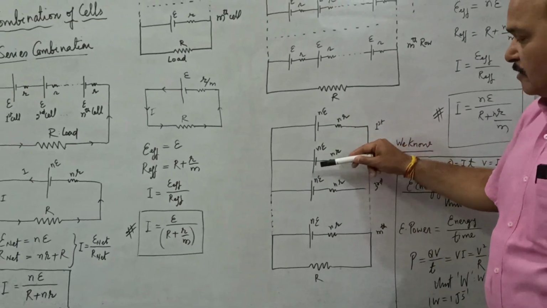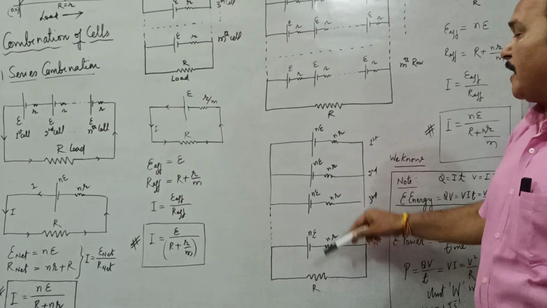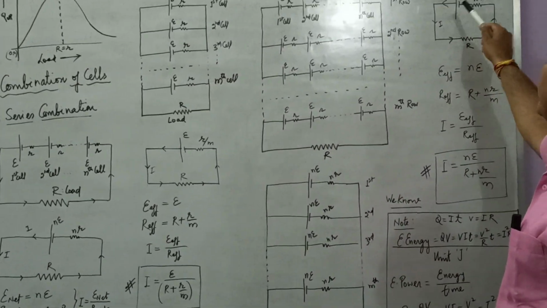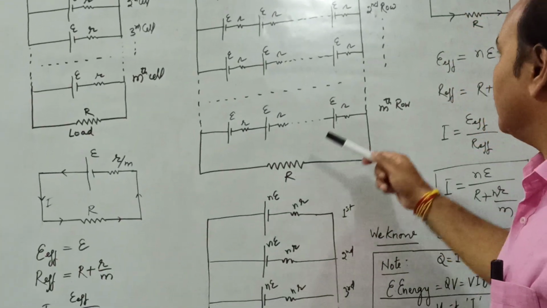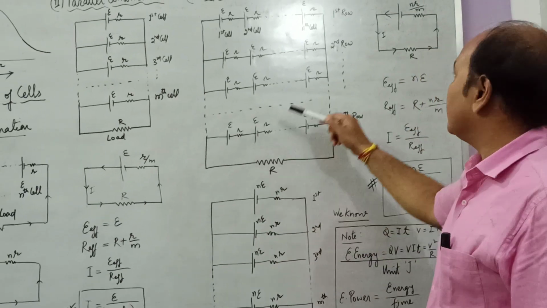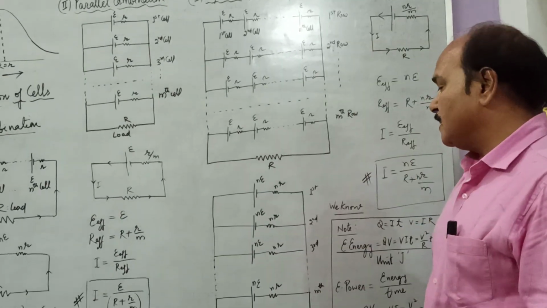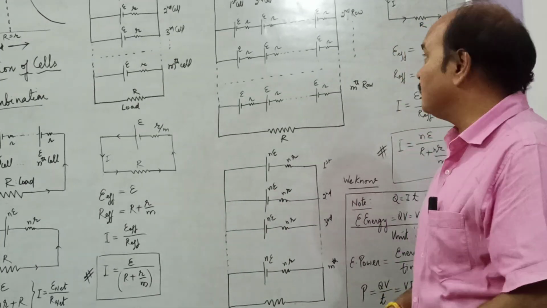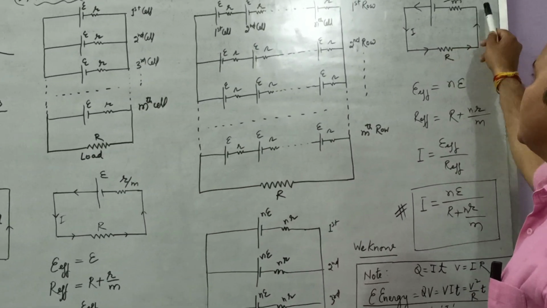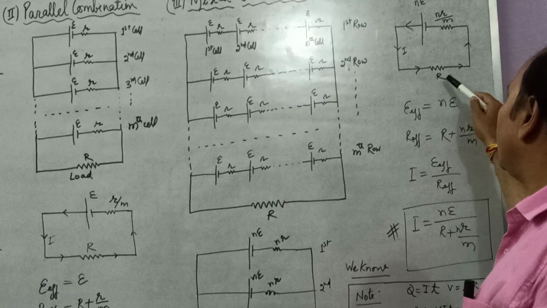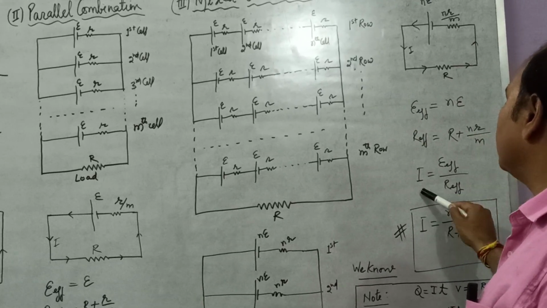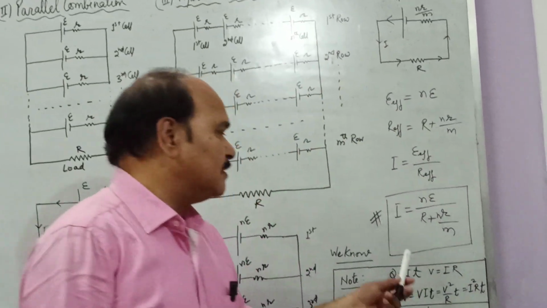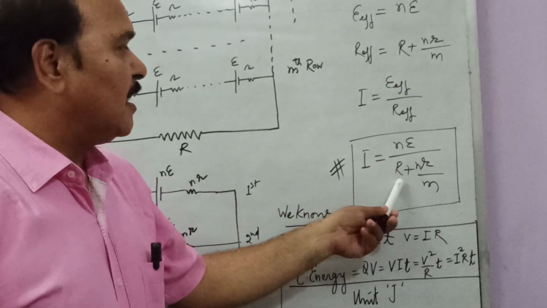Now, since all these batteries of EMF nE each are in parallel, the single battery which will replace all these batteries will have EMF nE. Why? Because in parallel the voltage remains the same. And the internal resistance of this single battery would be nr, m times in parallel. The equivalent would be nr upon m. So what is net EMF? nE. What is net resistance? R plus nr upon m. So what is net current? Total EMF upon total resistance, or effective EMF upon effective resistance. That means I is equal to nE upon R plus nr upon m.